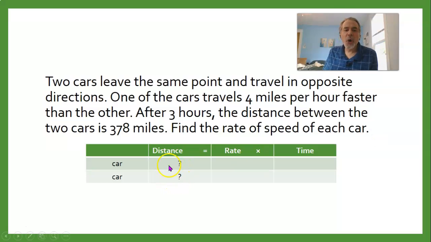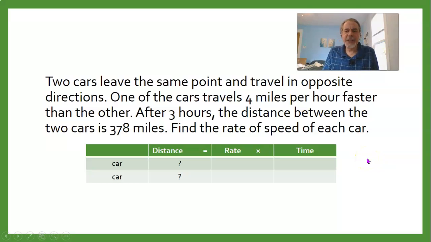We don't know the distance for either car separately. We know the total distance between them is 378, but the first car didn't go all 378 miles by itself, and neither did the second one. So we don't really know how many miles one car or the other went by itself. So we can't fill in anything for the distance yet.